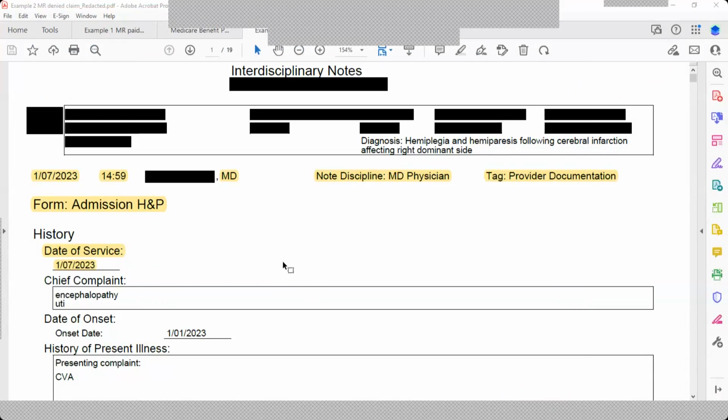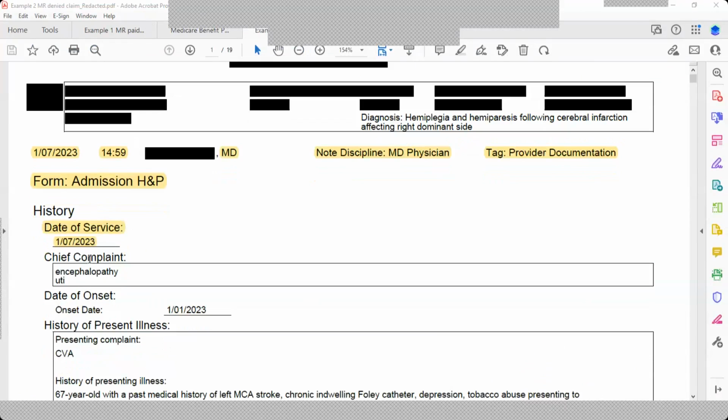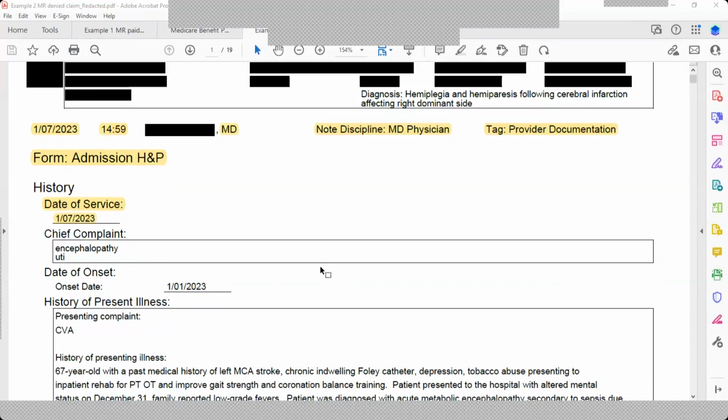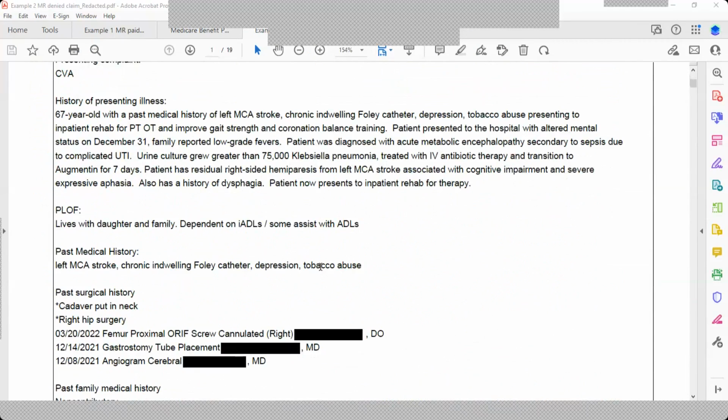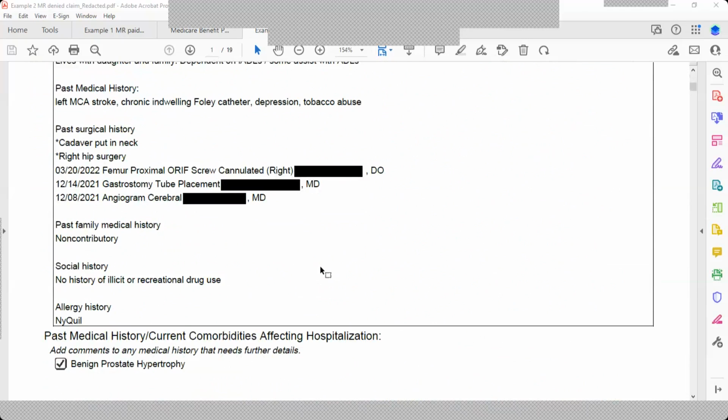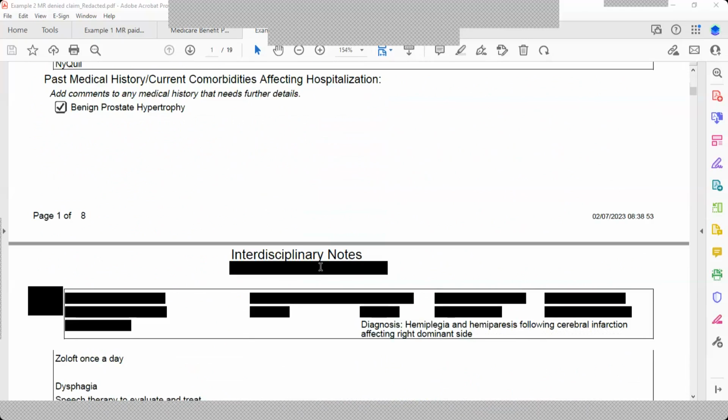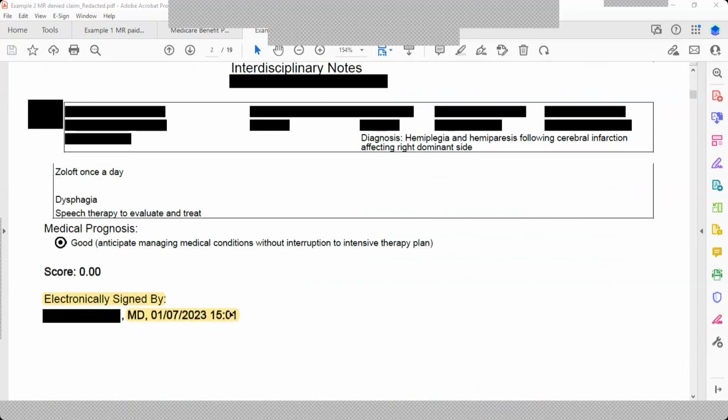The physician completed the history and physical on January 7th. For the sake of time, I've only included the first and last page of the history and physical. The history and physical was sent with the medical record and did contain all the required components. The physician electronically signed, dated, and timed the history and physical on January 7, 2023. The documentation for the history and physical would fulfill the requirement for face-to-face visits for week 1 using scenario 1.